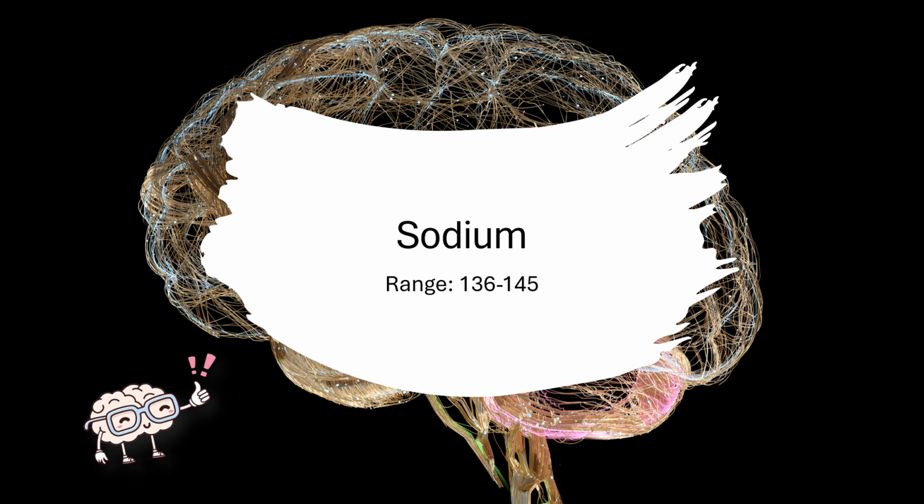The first electrolyte we're going to talk about is sodium. Its range is 136 to 145. I've broken down these slides so that we go through the normal process of sodium, foods high in sodium, and then the hyper versus hypo issues, what you're supposed to do for that, and then a general way to study for these.